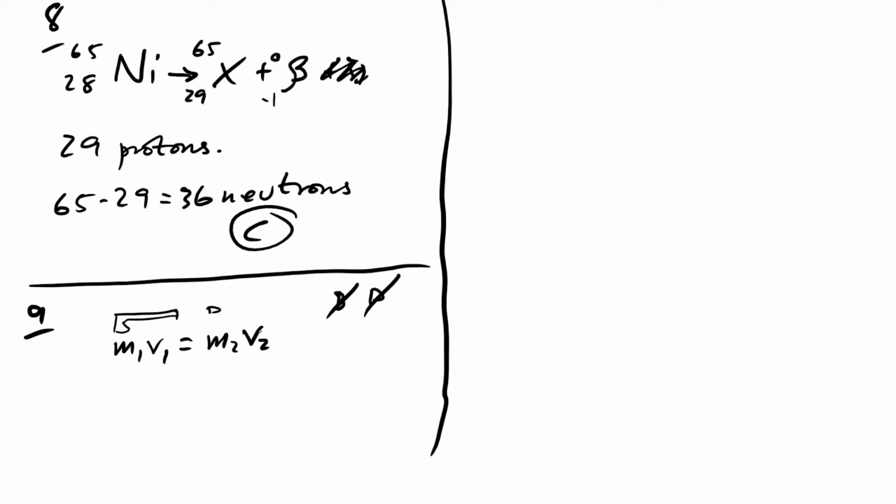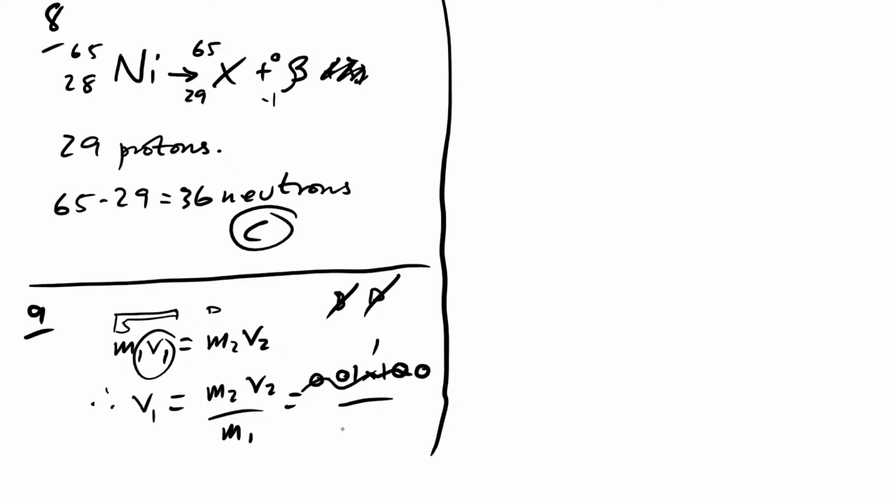But let's just rearrange this to find V1. So the mass of the bullet was 0.01 kilograms times that by the speed of 100, so ultimately that's just going to be 1, and then divide that by the mass of the gun, which is 4. So it's going to give us a velocity of 0.25 meters per second. So therefore it has to be A.